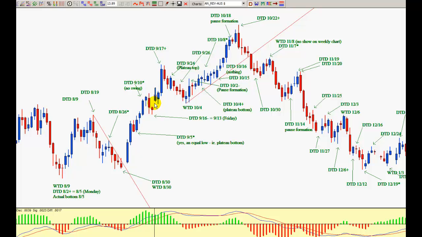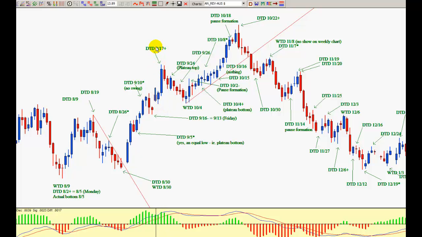However, you would have been hard pressed to have gotten in because it gapped. Okay, so sometimes we can get in, sometimes we won't. I wouldn't chase this, just to let you know. If we don't trade through this high to get in right here, I don't chase it. I let it go. Okay, no big deal.